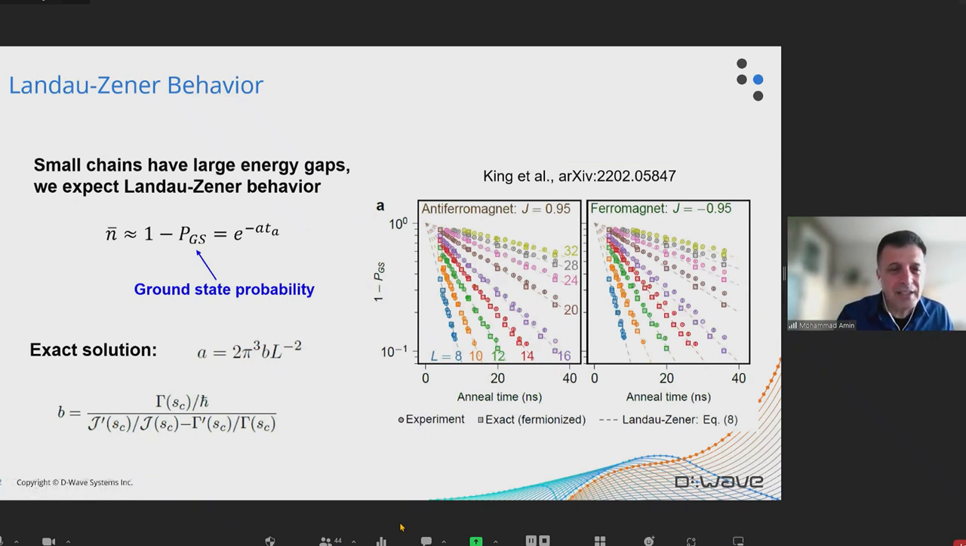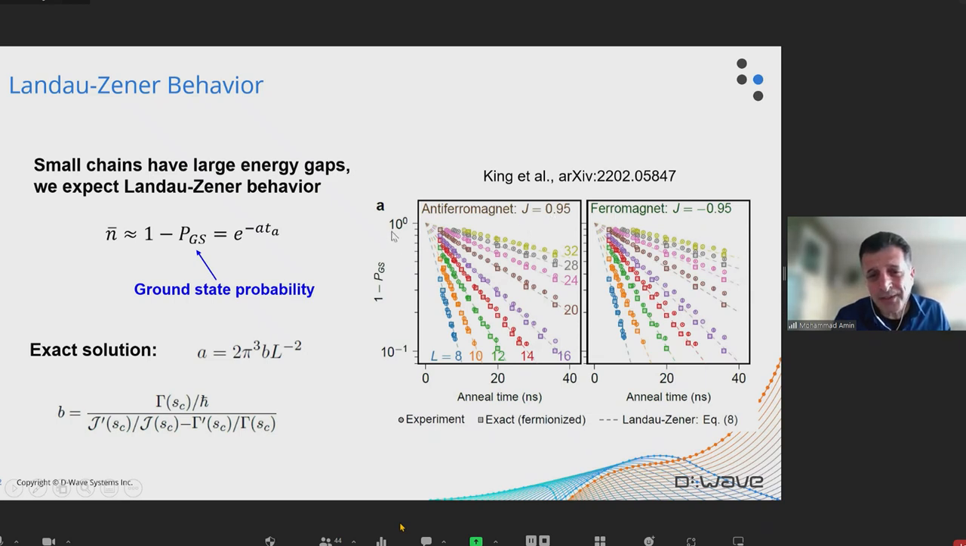And again, you can use exact solutions and see that there's an exact solution that the average change has to have this exponent a, and the dependence on the length of the chain, again with the coefficient b that we had before. And so on the right, you see the two chains of J 0.95 and minus 0.95, ferromagnetic and antiferromagnetic.